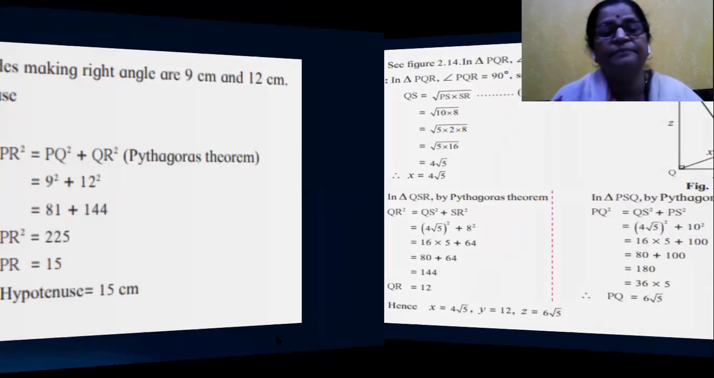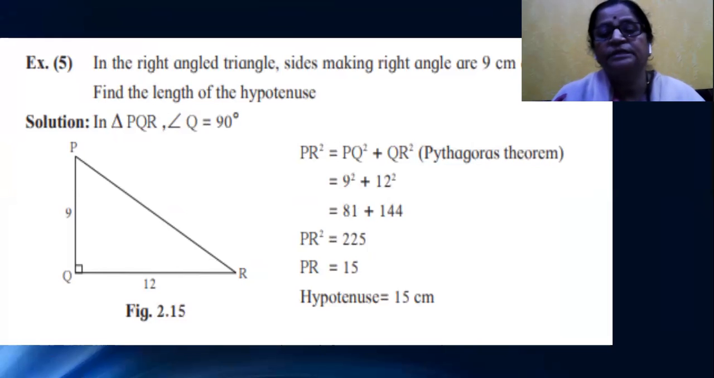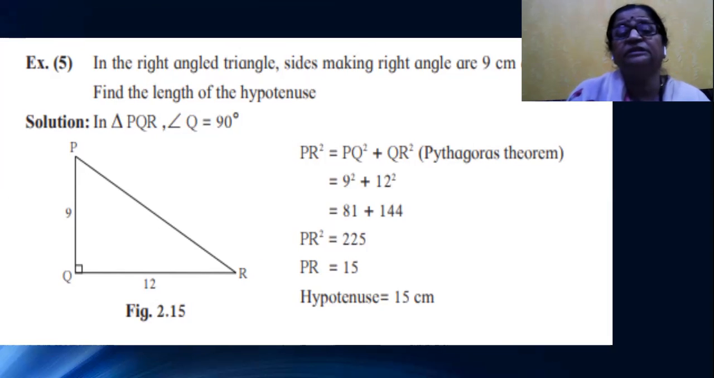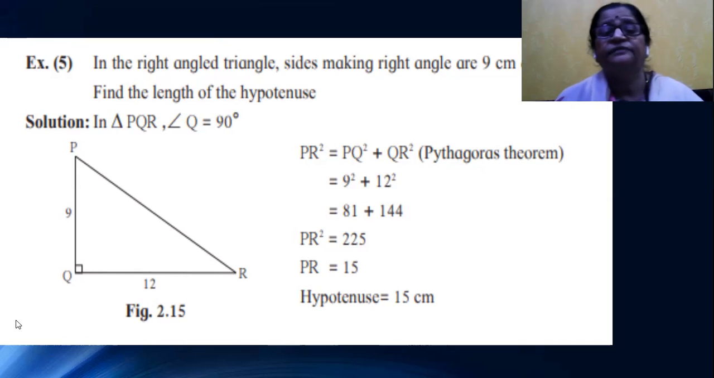In the next example, here it is given two sides of a right angle triangle, and we have to find the length of the hypotenuse. We have to find the length of this PR hypotenuse. So PR hypotenuse square is equal to this side square plus this side square. This PR square is equal to PQ square plus QR square according to Pythagoras theorem.